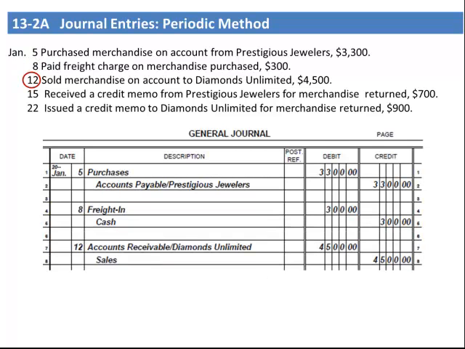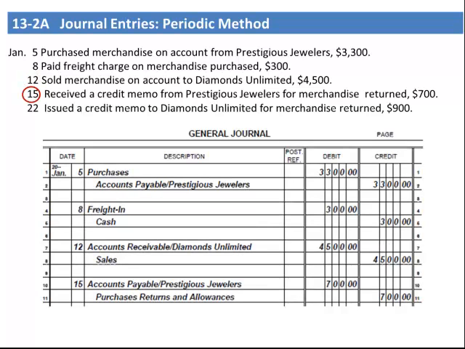Then on the 12th, we sold some merchandise. So we've learned that when we sell merchandise, we credit our sales account, and then we credit accounts receivable, and we further credit the individual customer account who we sold our product to.